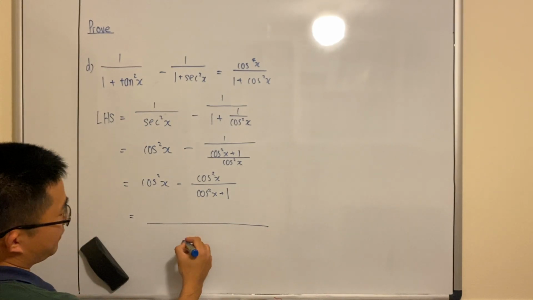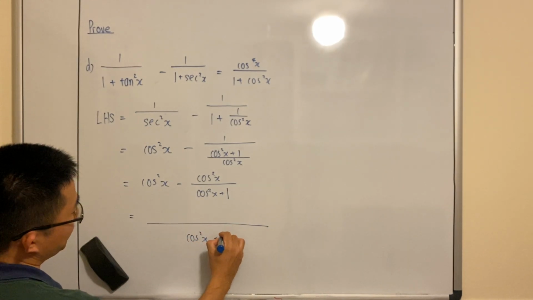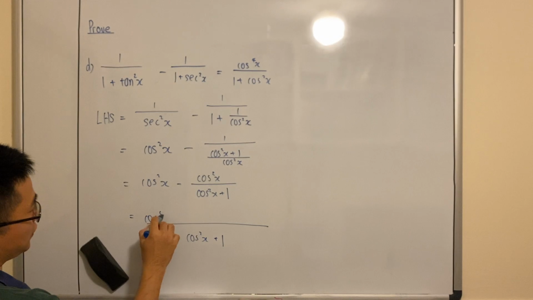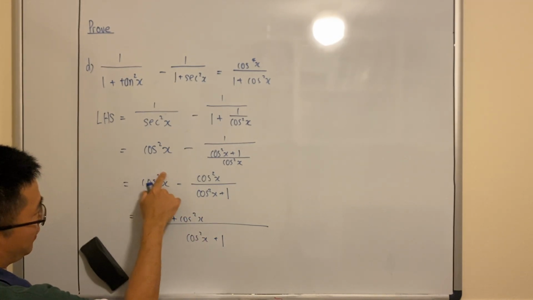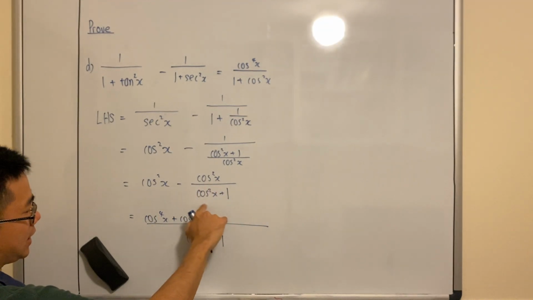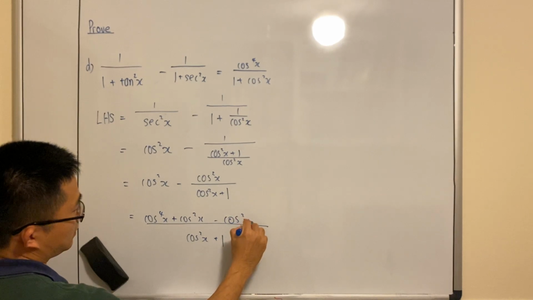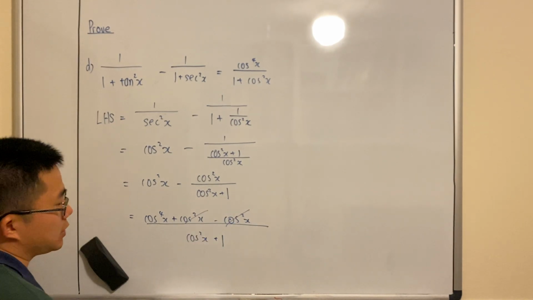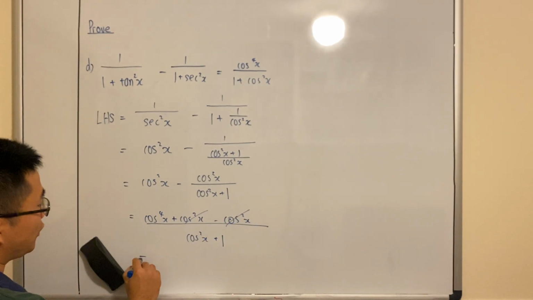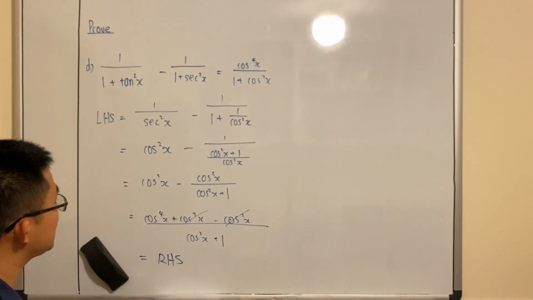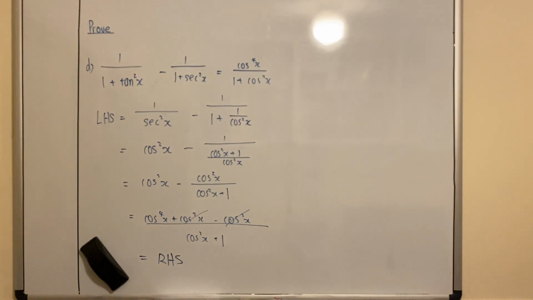Okay, so the final step is just making the same denominator. So you are going to get cosine to the power 4x plus cosine square x. Remember, you're going to multiply this term by the denominator here, and that's how you get the answer. Minus cos square x. Wow, and that's how you cancel these two terms out. So now you have everything ready, and that is equal to the right-hand side. So not many steps, right? But the problem here is you've got too many options you can use.